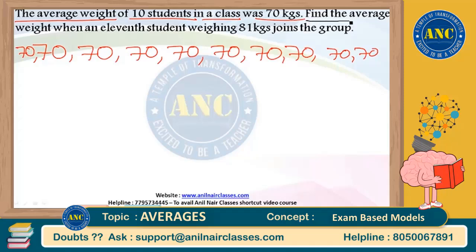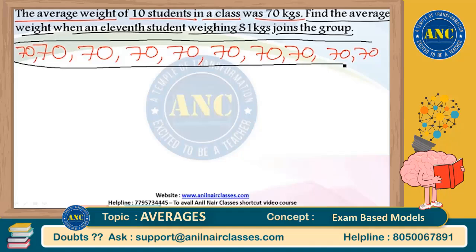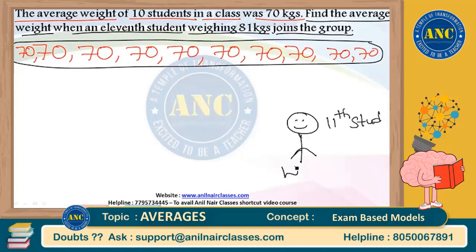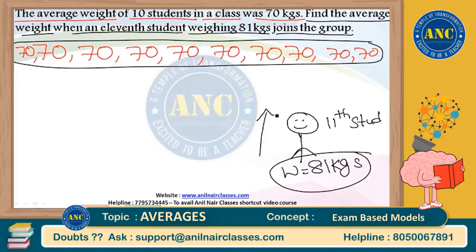Now, find the average weight when an 11th student weighing 81 kgs joins the group. Initially there are 10 students in the class. Average weight is 70, which means all the 10 students are 70 kgs. There is an 11th student, and his weight is 81 kgs. If he joins the class, totally there will be 11 students. When this 11th student joins the class, find the average weight is the question.